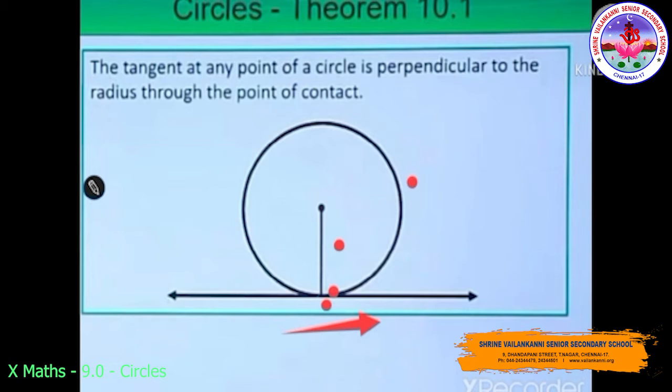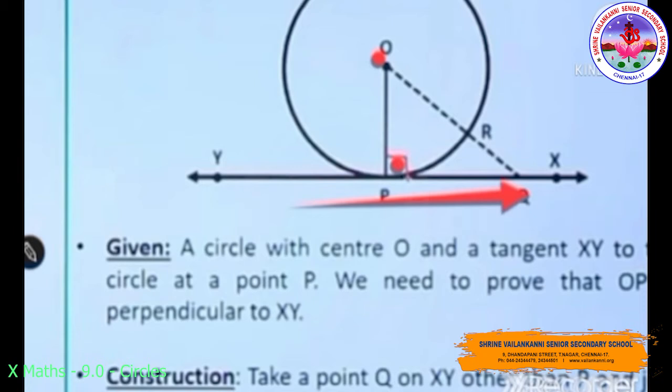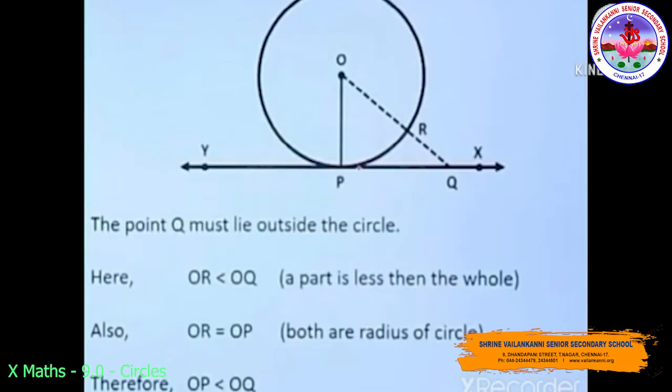Now coming to the proof of this theorem. Given a circle with center O and the tangent XY touching the circle at the point P, we need to prove that OP is perpendicular to XY. Now coming to the construction, take a point Q on the tangent line XY and join OQ, where OQ meets the circle at the point R. I am writing here OR is less than OQ, which is a part is less than the whole. We find that OR is equal to OP, as both are radii of the circle.